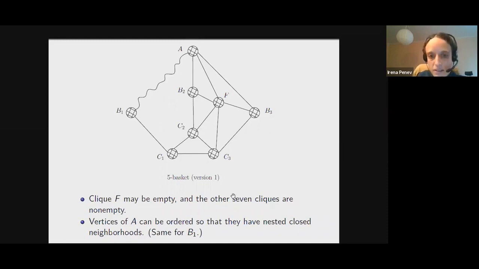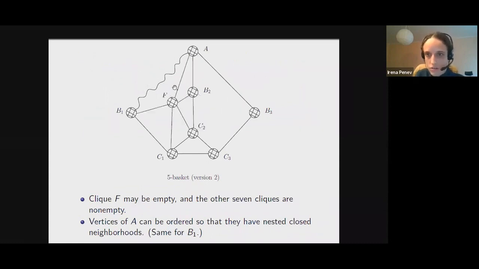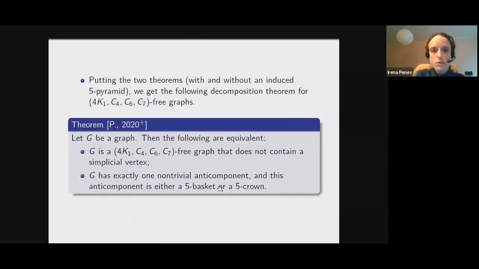So this is a 5 basket, and I said version 1. There's a version 2. What happens with version 2? Well, version 2 is when this guy moves, this F moves over here, right? So F is either here or here, right? So 2 types of 5 basket. Okay, so what did I get?